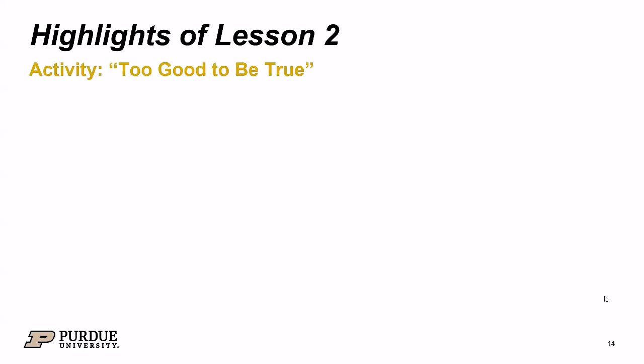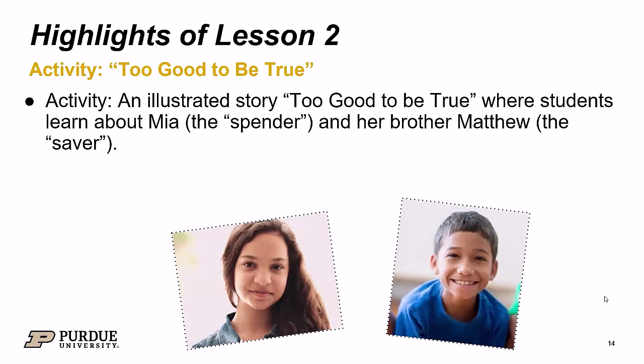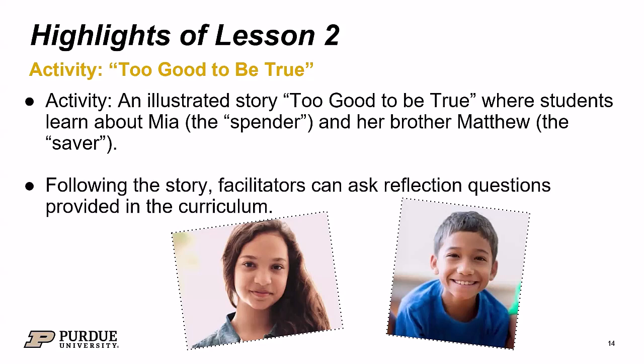So one of the activities is Too Good to Be True. And you have 2 students, Mia and her brother, Matthew. And Mia is a spender and Matthew is a saver. And the story is that their grandmother said she's going to take them to an amusement park where they can go and buy things. Well, Mia gets to the amusement park and can't buy anything because she's spent all her money already, whereas Matthew comes back with a boatload of stuff. And so after the story, you ask some reflection questions, and it helps them get an idea of that.